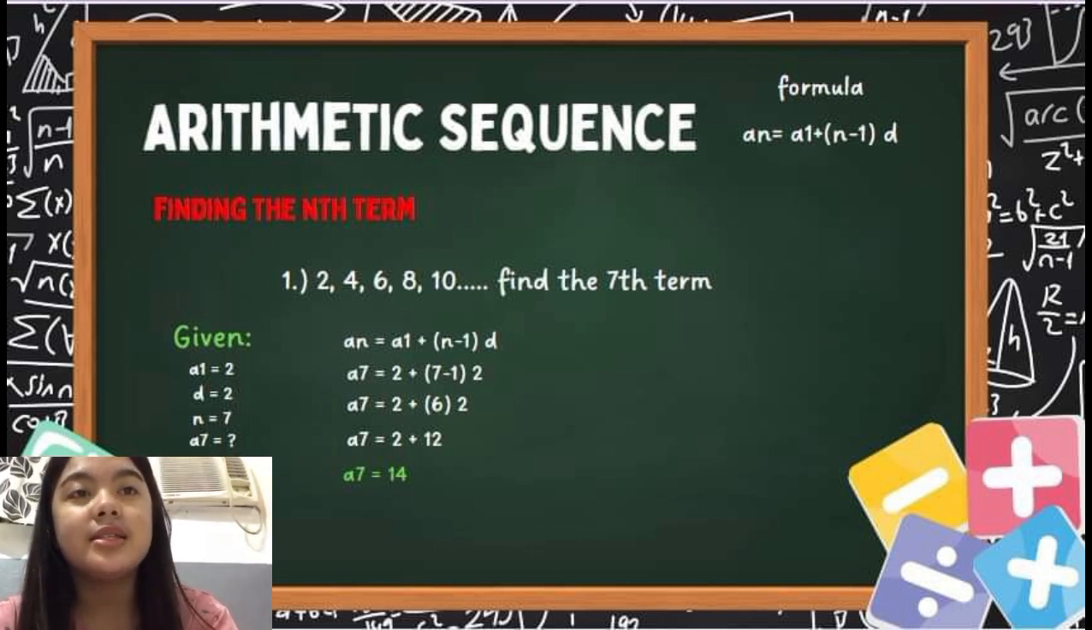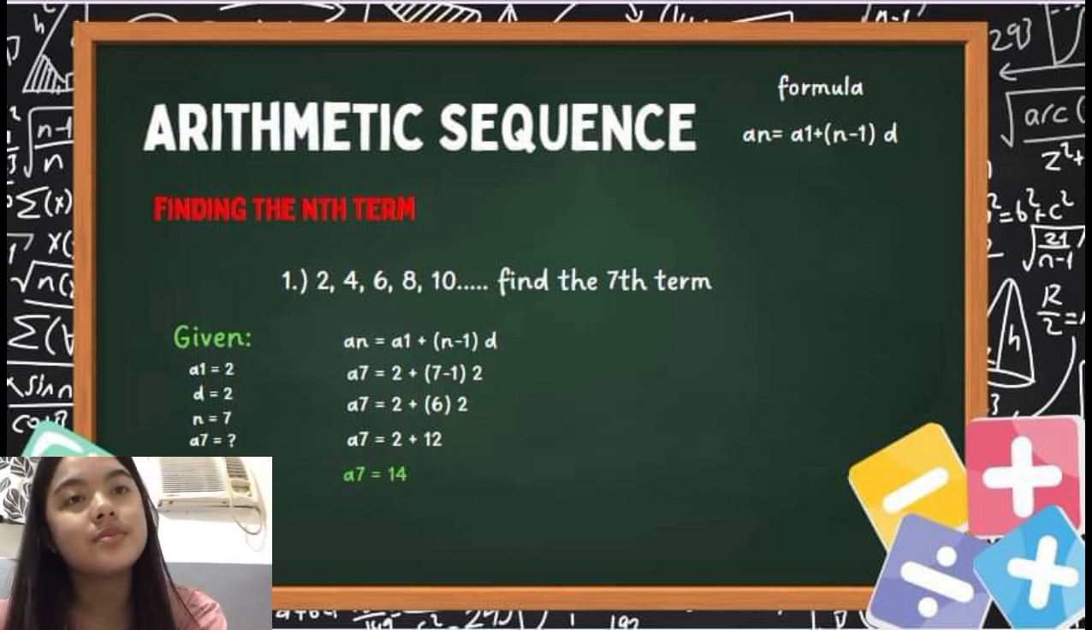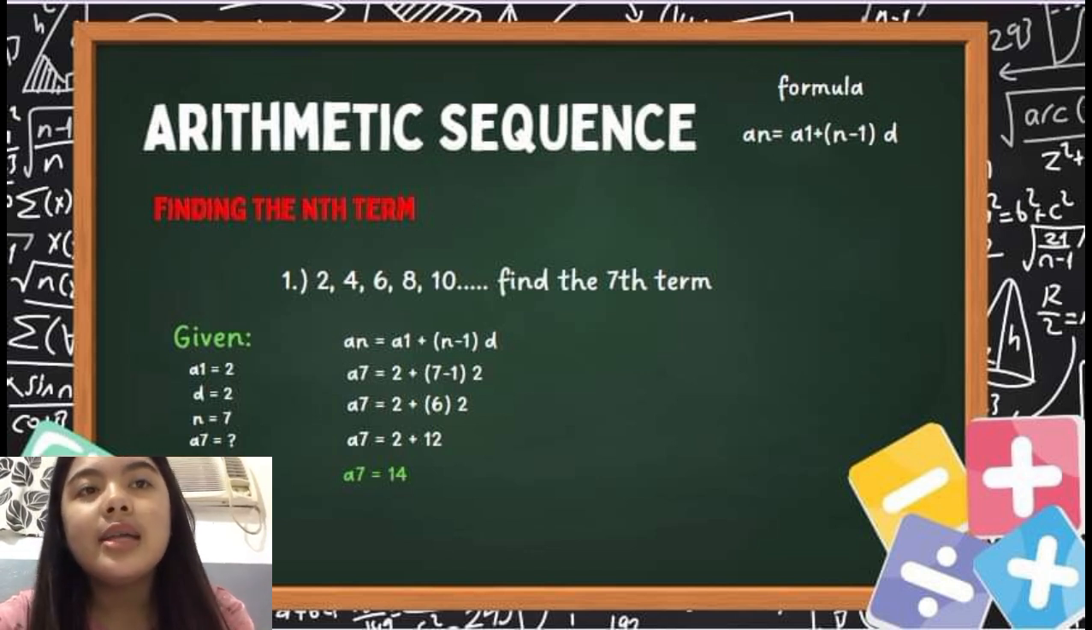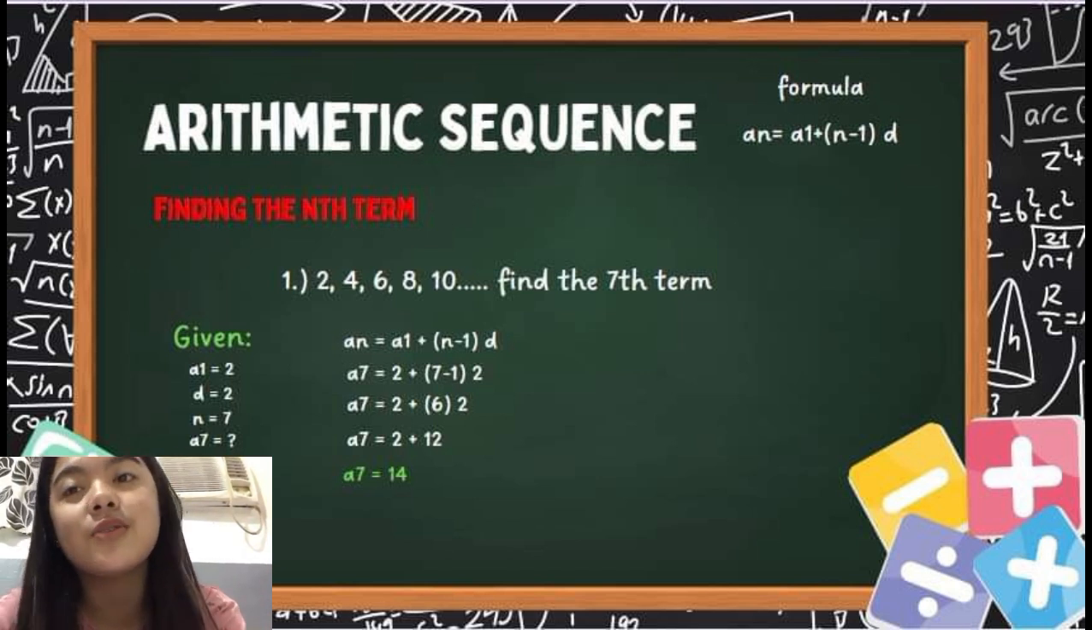A sub 7 is equal to 2 plus 7 minus 1 times 2, which is the difference. So 2 plus 6, because 7 minus 1 is equal to 6, and bring down 2. A sub 7 is equal to 2 plus 6 times 2, which is 12. So a sub 7 is equal to 14 because 2 plus 12 is equal to 14. Therefore, our a sub 7 is 14.